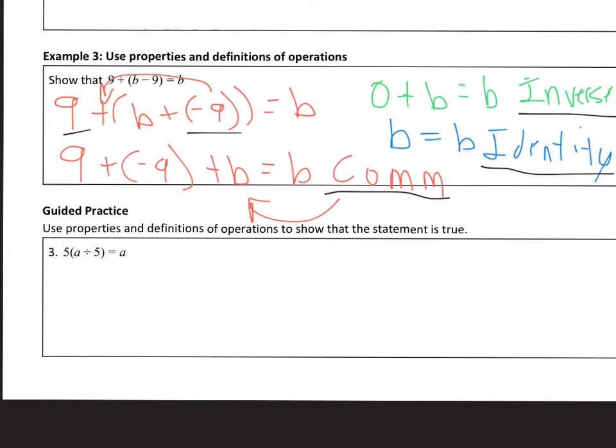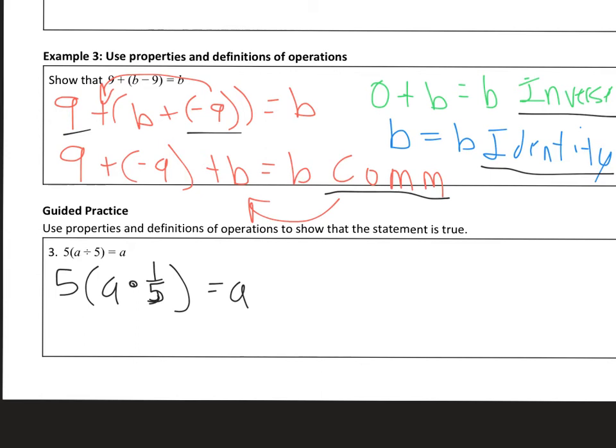So this guided practice, rewriting things, just like above, I can rewrite division as multiplication. I can rewrite a divided by 5 as a times the inverse of 5, which is 1/5, the reciprocal. So that's we call that the multiplicative inverse. So that's what I multiply by 5 to get 1, right?